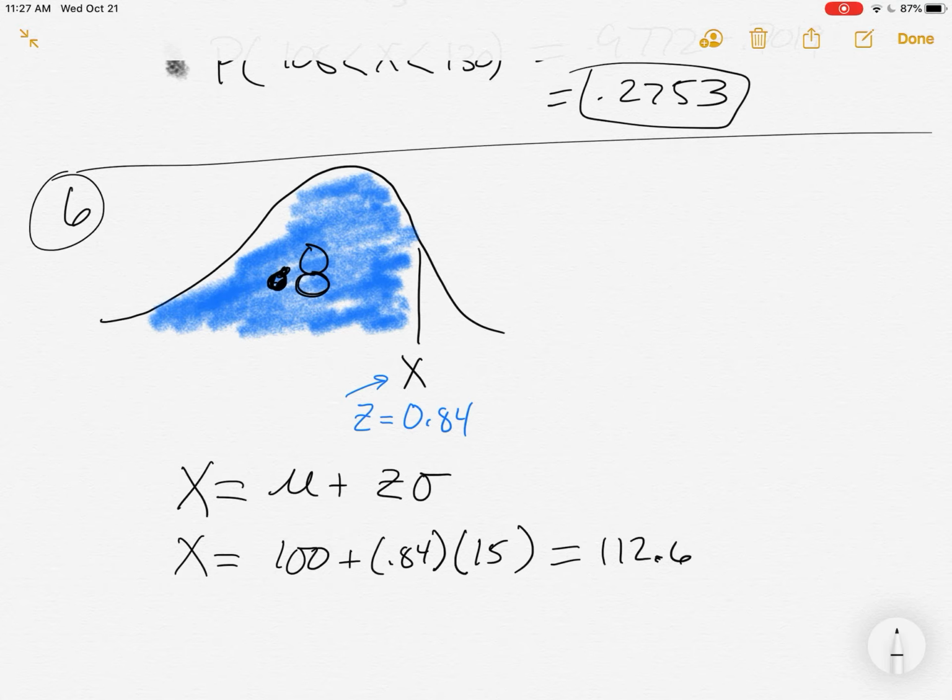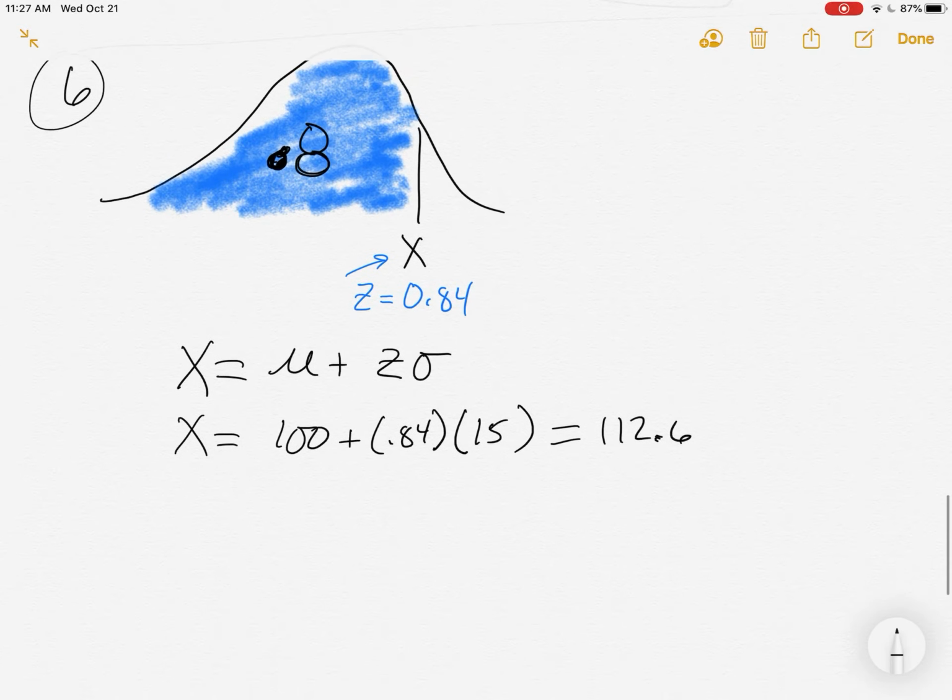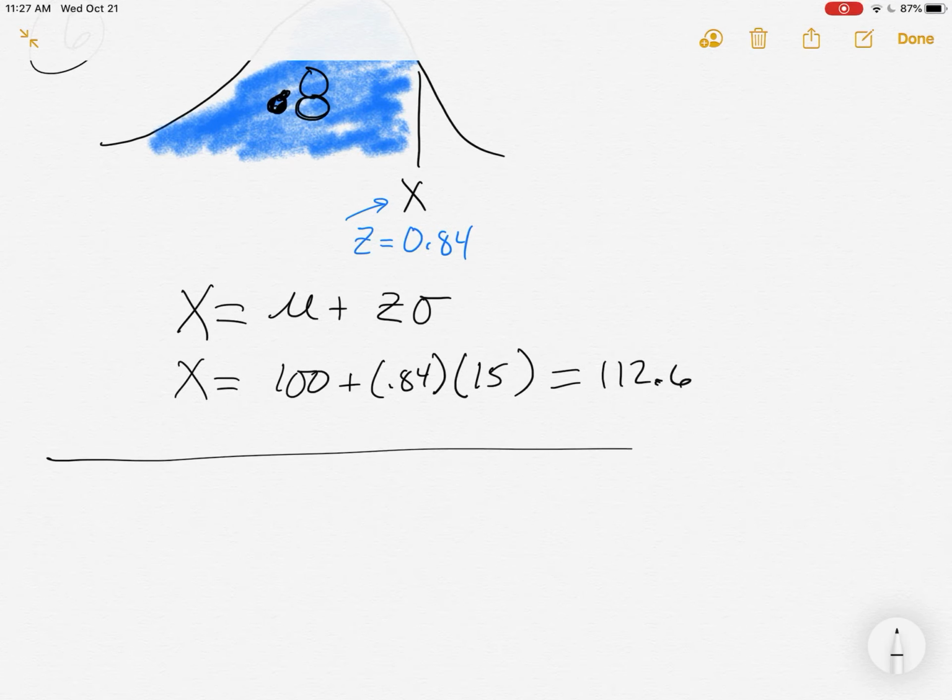Technically 0.7996, but that's 80% of the data, right? It's the best we can do when we're limited with the chart.